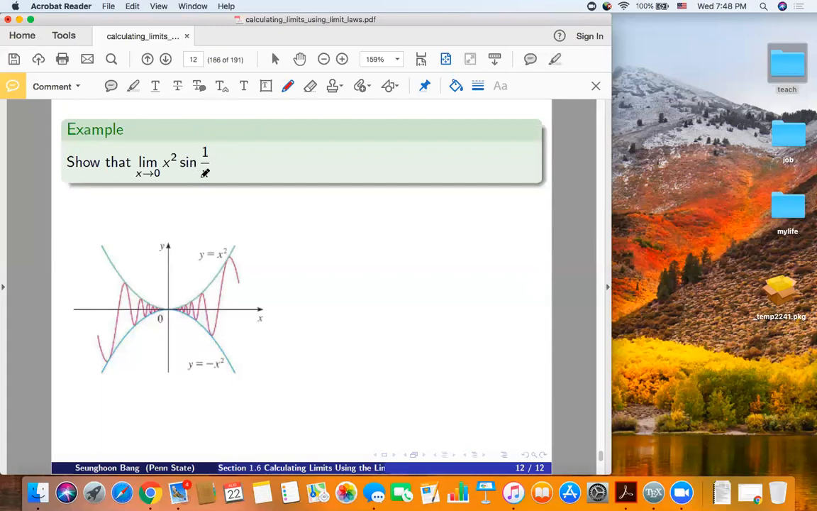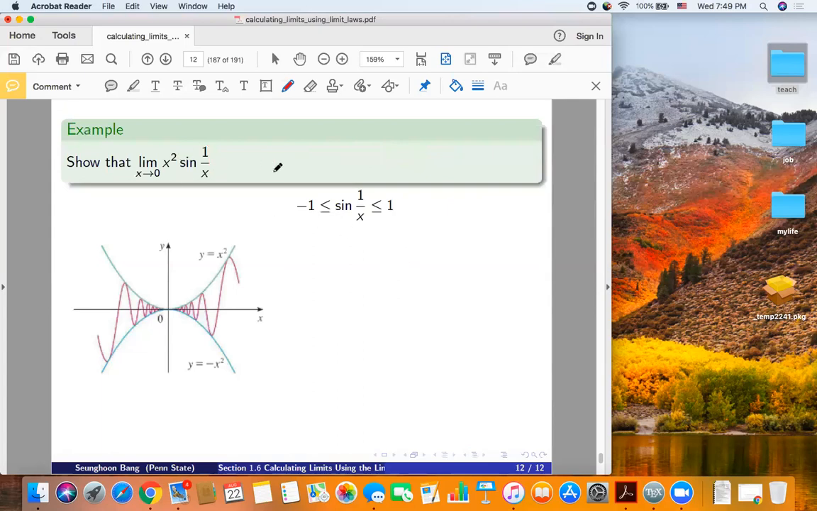Do you remember what the maximum value of sine of 1 over x is? What's the maximum value? What is the minimum value? What's the maximum and the minimum of a sine function? The maximum of the sine function is 1. The minimum of the sine function is minus 1. You're right. So we have, like this, sine of 1 over x is between minus 1 and 1.